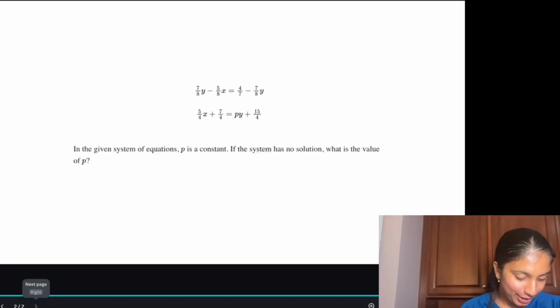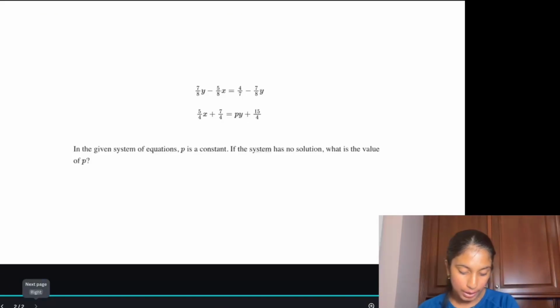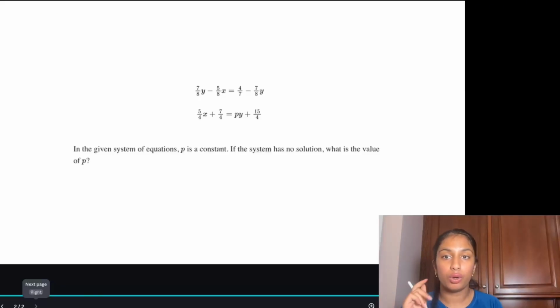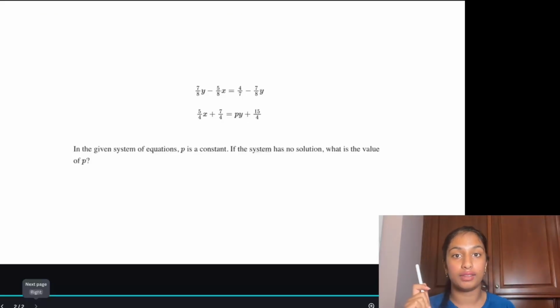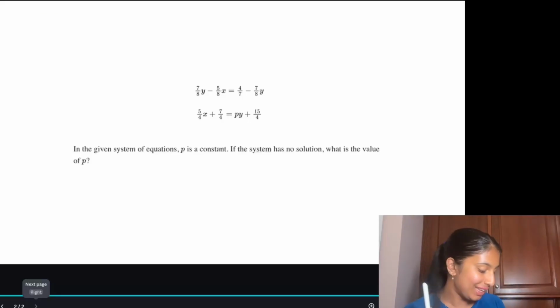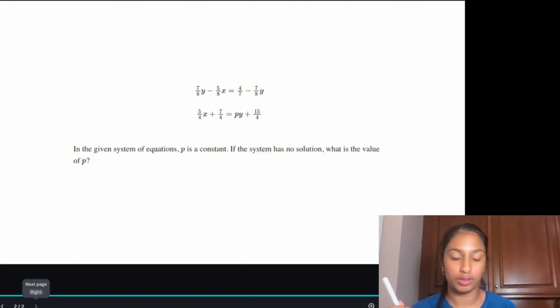Okay, so starting off strong with this system of equations we have here, P is a constant, and if the system has no solution, what is the value of P? So there are two ways I'm going to go through this. First one is going to be the long way, and the second one is going to be the shortcut. So let's go ahead and get started with the long way to see how exactly this works.